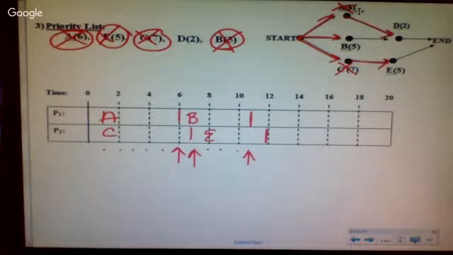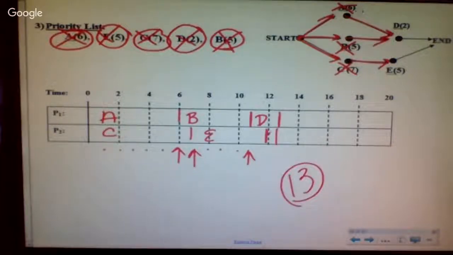Okay. So at 11 minutes, what has finished? B is finished. So B leads into D. Is D ready yet? Yes, I can circle it. So what gets scheduled next? D. And they finish at 13. Is everything done? Yes. So my farthest out line is 13 minutes. Don't forget to go back and give yourself that hour of idle time for processor 2.